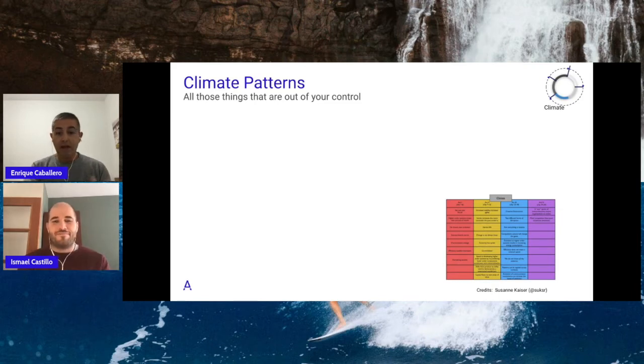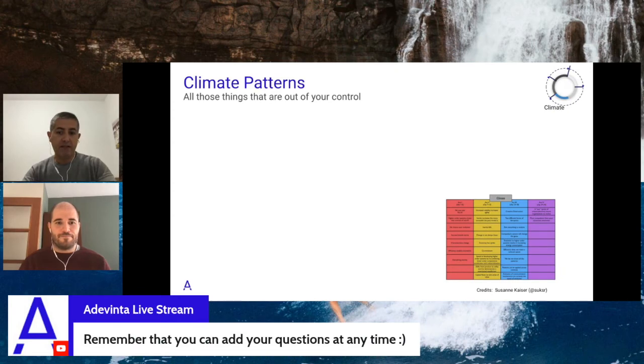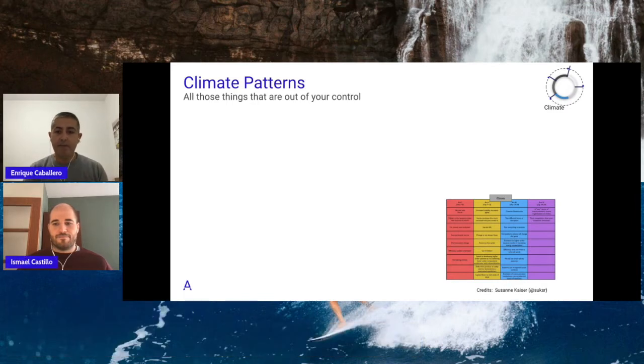approach. As you can see in this small graphic, there are about 30 climatic patterns related to competitors, speed, financial subjects, inertia, a lot of concepts. Now we are going to see some of the most relevant.